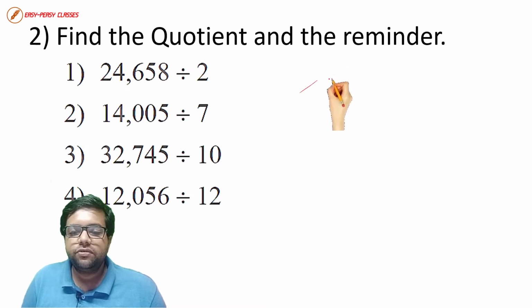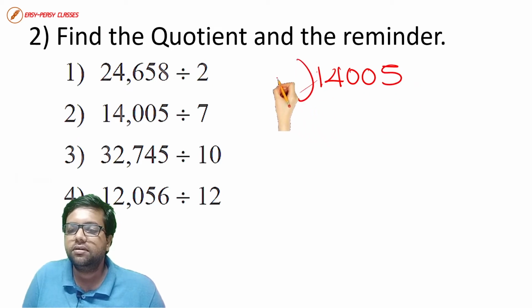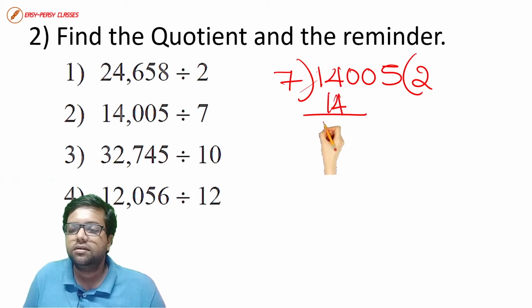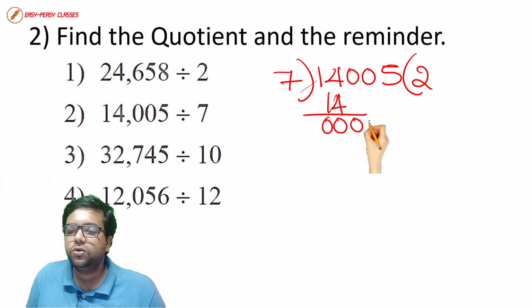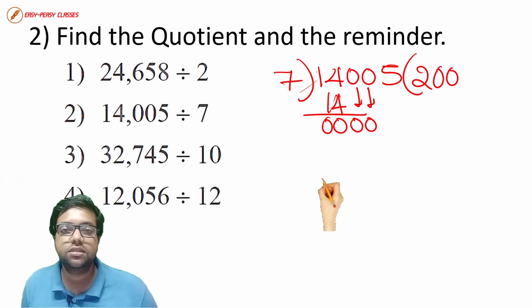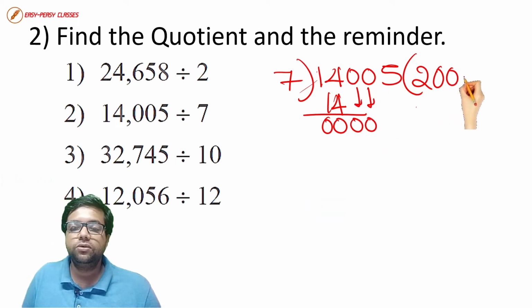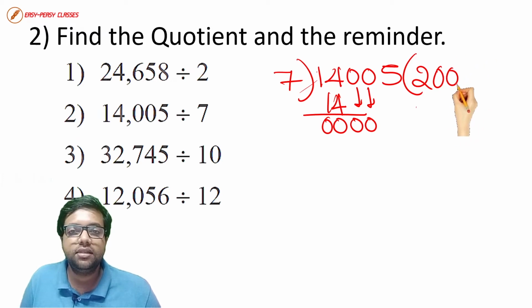Let's do the second one, which is 14,005. Let's divide it by 7. 7 twos are 14. Okay, so you are left with double zeros. So two more zeros will come down, but with 2 more zeros in the quotient as well. You should know this trick. 2 more zeros will come down with another 2 zeros which are to be added in the quotient.